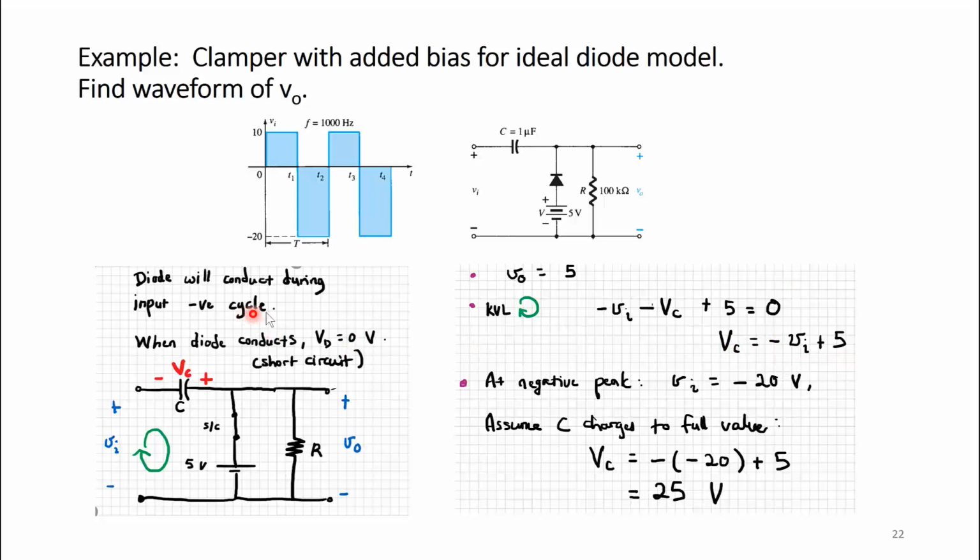Now, because this is a negative cycle, I would have to consider the negative peak. Negative peak here is negative 20, so negative V in is negative 20. Assuming that the capacitor charges to the full value, which is the peak of negative 20, VC is now negative of negative 20 plus 5, which gives me 25 volts. So VC is charged up to 25 volts when the diode turns on, and when the diode turns on, which is during the input negative cycle, V out is going to be 5 volts. So I know in my output waveform, V out versus t, when the input is negative 20, my output is going to be 5 volts.